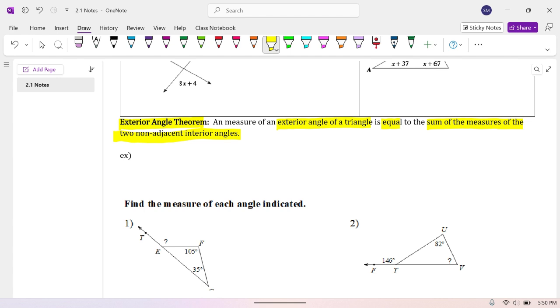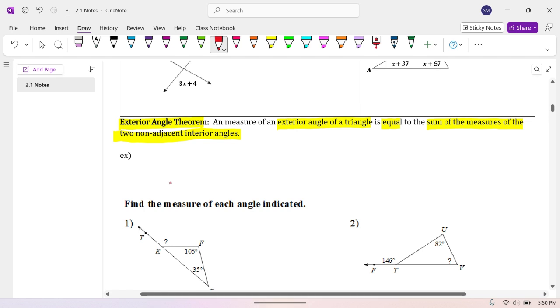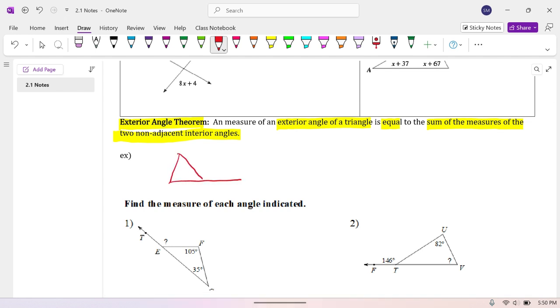So that's a mouthful, but if I drew a picture of it, I'll have some straight line with a triangle drawn on top. And then I'll have, let's say, X, Y, and angle Z's over here. So what it's saying is that we add up angle X and Y, it would equal to angle Z. All right, that's the exterior angle theorem. So if we add up these two angles that are not connected or adjacent to angle Z in any way, it should equal the measure of angle Z.